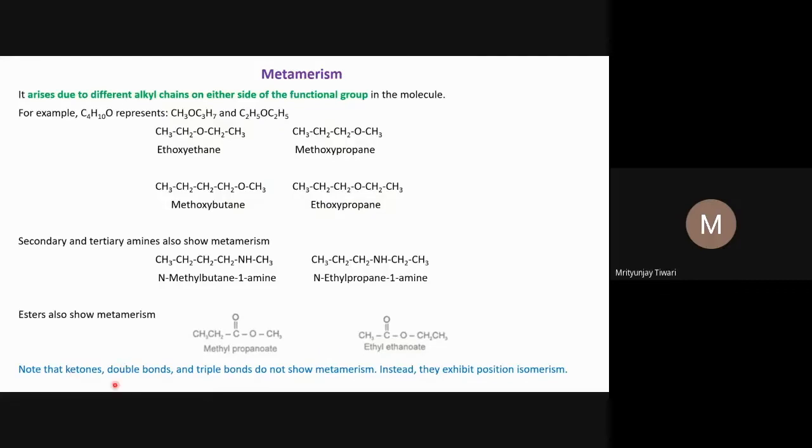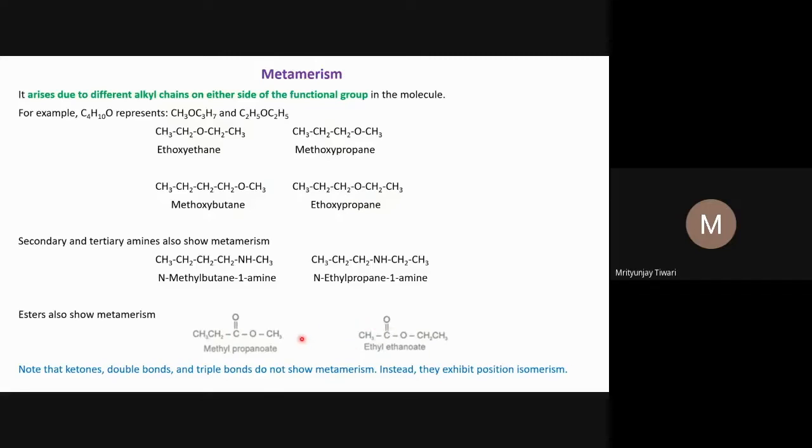Please note that the ketones, double bonds and triple bonds do not show metamerism. Instead, they exhibit position isomerism. And why do they not show metamerism? Because in metamerism, we see the carbon chain is interrupted by the presence of the functional group. You are not counting all the carbon atoms in the longest chain. So on this side is one alkyl group, then this is interrupted by the NH group, and this longest chain contains only four carbon atoms. Here in this case as well, and in this case as well.